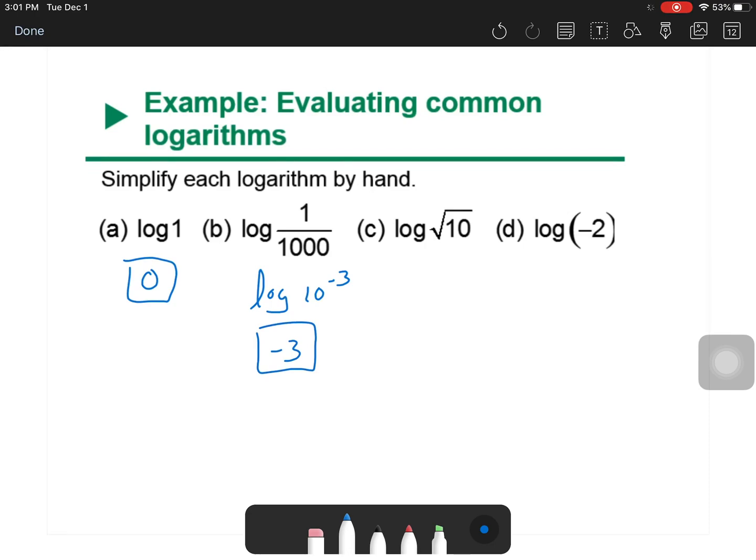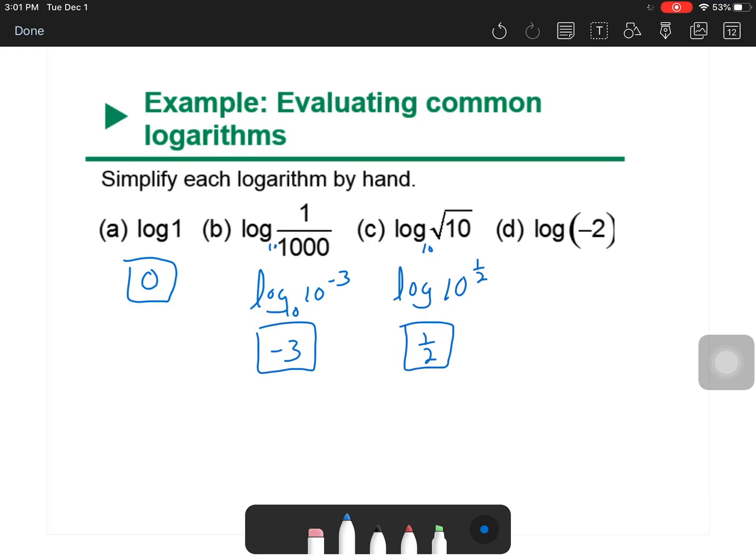It's that power that's on the 10, since remember, these are all base 10 logs. This one here is log of 10 to the 1/2 power. A square root is like a 1/2 power. So our value for that is just 1/2, whatever that exponent is.